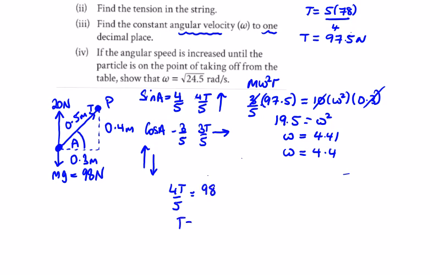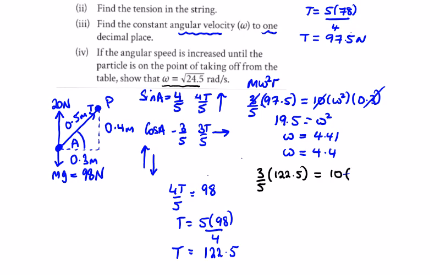So t will be 5 times 98 divided by 4. So the new tension in the string, it's speeding up, will be 122.5. So that's my new tension. We want to show that the angular velocity, okay, so going to the right hand side, I'm going to get 3t over 5, so 3 over 5 by my new t, which is 122.5, will be equal to m by w squared by the radius, which is still 0.3.